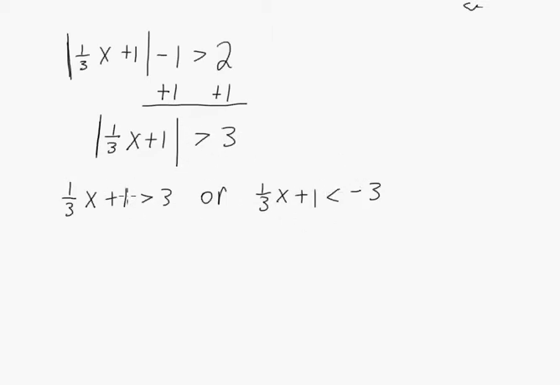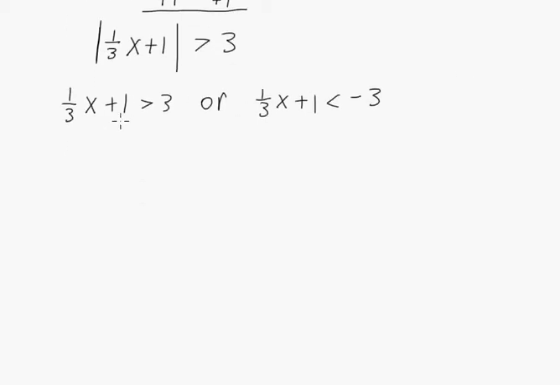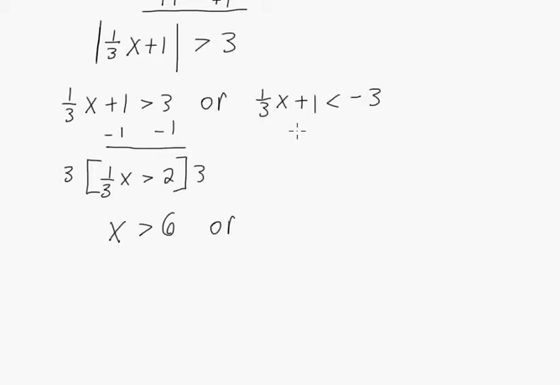So now I solve each one of these independently. I subtract 1 here, subtract 1 here. I have 1/3 x is greater than 2. Multiply both sides by 3, and I have x is greater than 6. Or, do the same thing over here. Let's work this out real quick. 1/3 x is less than negative 4. Multiply both sides by 3, and I have x is less than negative 12.